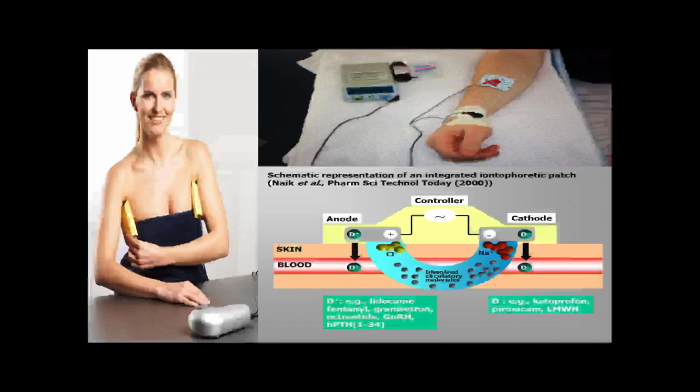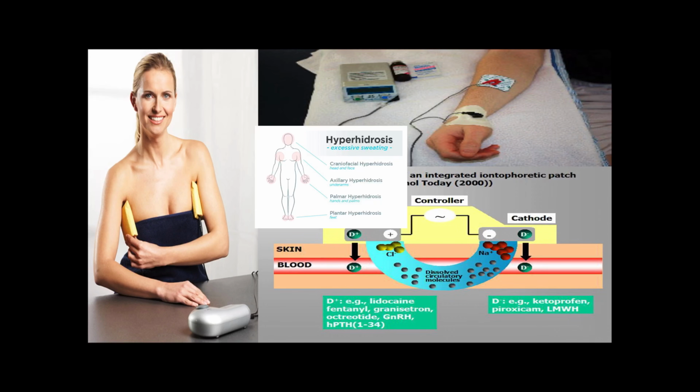So this is how iontophoresis looks like. Iontophoresis is a transdermal delivery system in which we use a drug that carries a charge. So it could be a positive charge drug or a negative charge drug. This drug is delivered through the skin by a low electrical current. And this is normally used to treat a condition known as hyperhidrosis. So this is a medical condition characterized by excessive sweating.